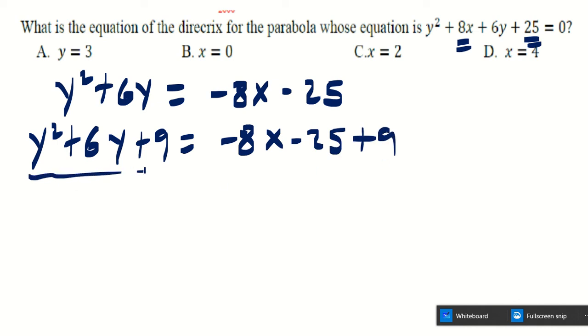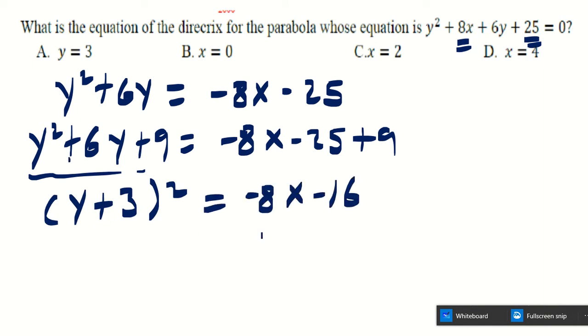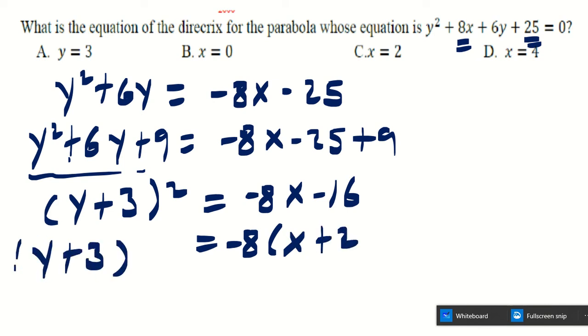The whole expression is the same as y plus 3 the whole square. Y plus, because this one is plus. If it's minus, we'll make it a minus. It is equal to negative 8x minus 16. This can be written by taking negative 8 out as x plus 2. So y plus 3 the whole square equals negative 8 times x plus 2. It is a horizontal parabola, and it will open left. So what's 4p? The 4p is 8, so the p value is equal to 2.